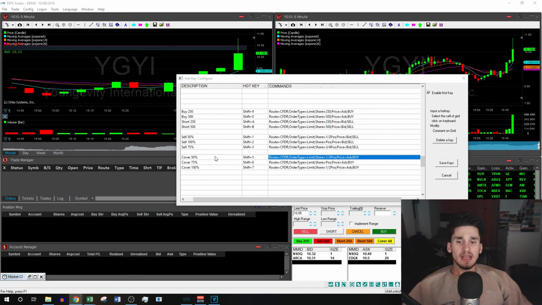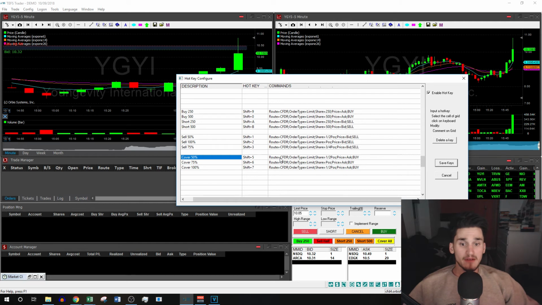Now we have cover 50%. So cover 50% is going to be root equal to whichever root you have. For me it is CFDR. Order type is, like we said, limit. The shares is going to be equal to 50% of our position. 1/2, 50%, and the price is going to equal the ask, and we're going to be buying.